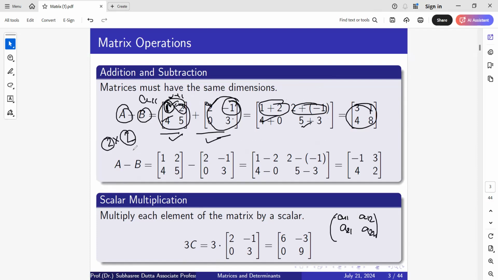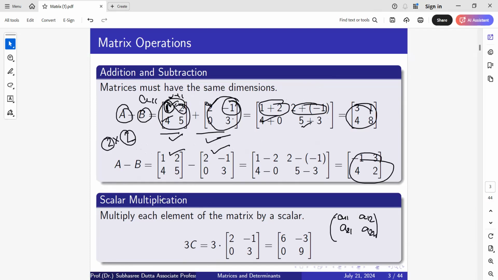Similarly, when you do the subtraction, you also have to keep in mind that both the number of rows and the number of columns must be the same. So again, it will be component wise. It will be subtracted. So this is the output matrix.